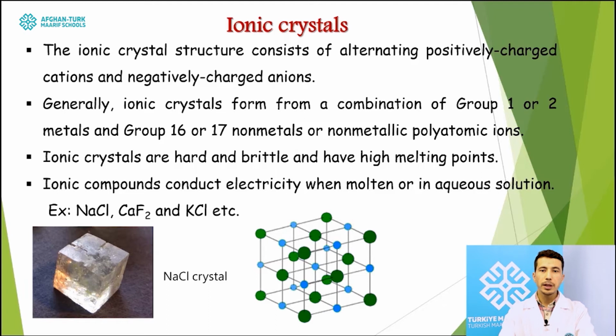For example, sodium belongs to the first group of the periodic table, and chlorine belongs to the 17th group. When they react with each other, they form a crystalline solid. So we can say that ionic crystalline solids are hard and brittle, and they have high melting points. Sometimes crystalline solids can be dissolved in water as well, but it depends on the solubility of the solid.